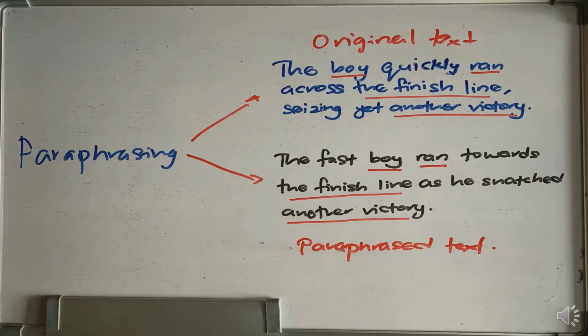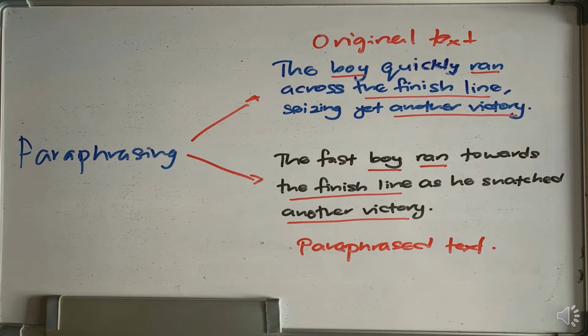This is the next slide, which is on paraphrasing. For example, here we have the original text: The boy quickly ran across the finish line, seizing yet another victory. When you paraphrase it, you're going to change it, and this is one of the suggestions: The fast boy ran towards the finish line as he snatched another victory.